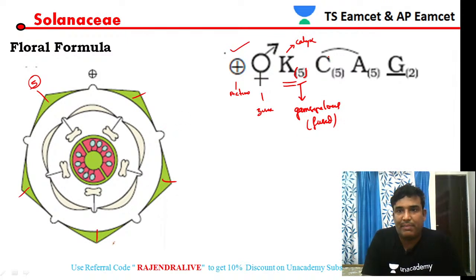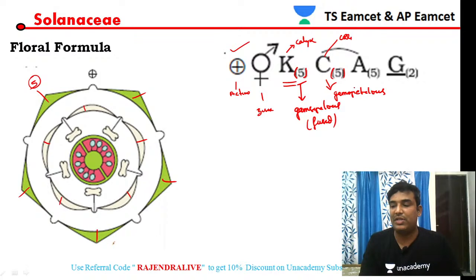Then the corolla. C represents the corolla, and the corolla is also 5. You can see, 1, 2, 3, 4, 5. And they are also kept in brackets, which means the corolla is also in a fused state. So it is also gamopetalous condition. The corolla is also fused.